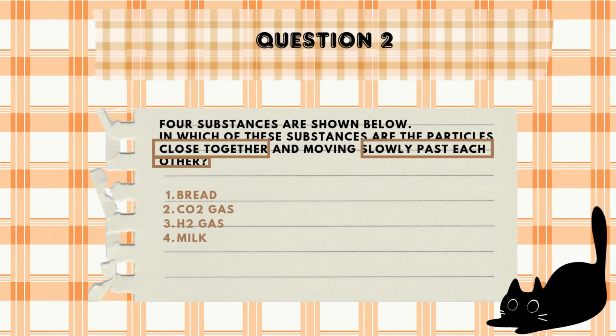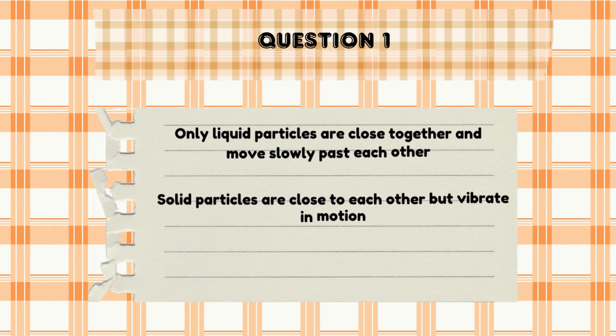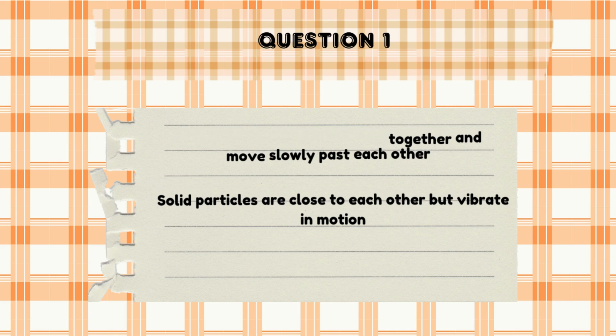In which of these substances are the particles close together and are moving slowly past each other? Let's think about the properties of each state. Particles are close to each other, which means it can only be solid or liquid, because gas particles are far away from each other. Then we think about the particles' motions. Solid particles only vibrate in their positions, and liquid particles slide past each other. So the correct answer is liquid.